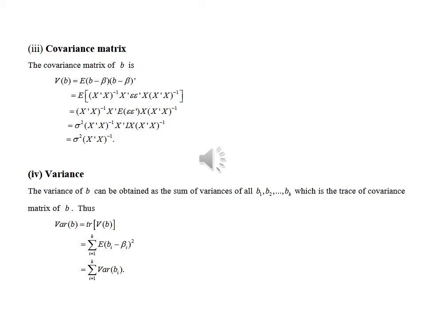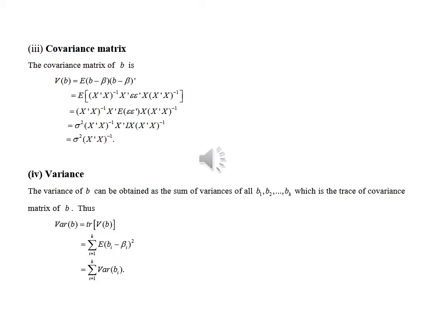Covariance matrix. The covariance matrix of b, V(b), equals the expected value of (b minus beta)(b minus beta)', which equals the expected value of (X'X) inverse X' epsilon epsilon' X (X'X) inverse, which equals sigma square (X'X) inverse X' I X (X'X) inverse, which equals sigma square (X'X) inverse.